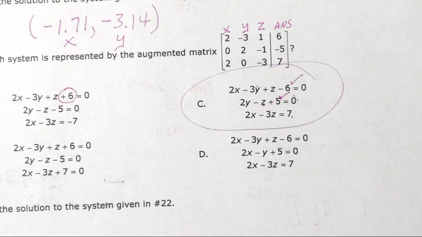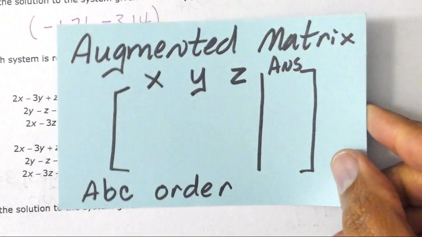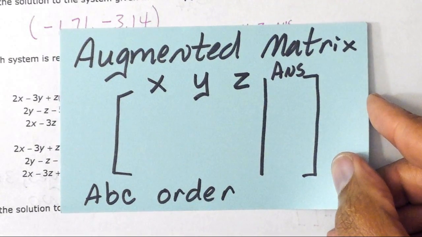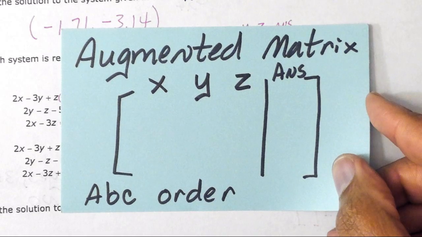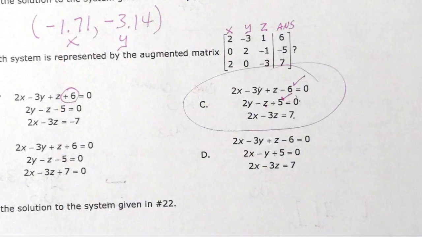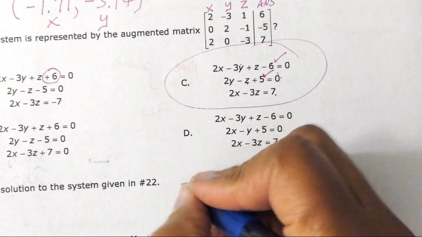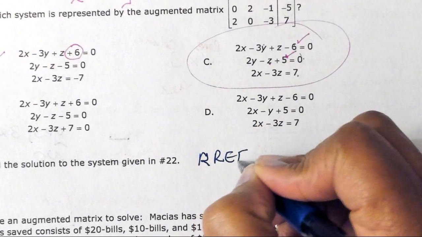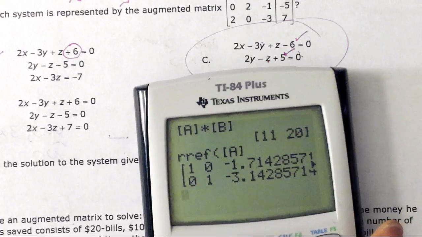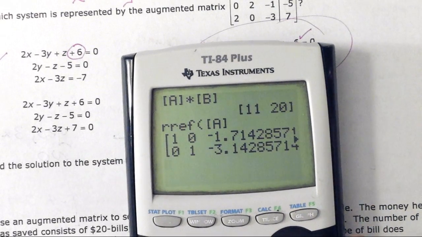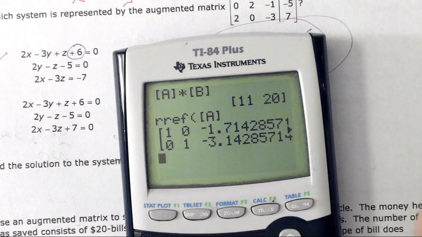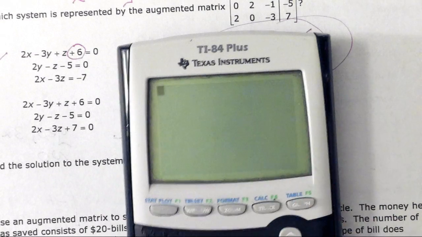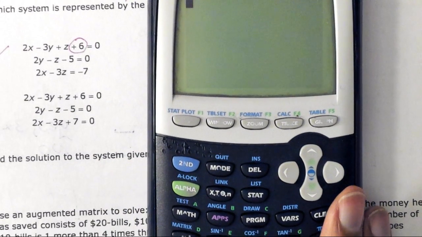Now we're going to actually solve the matrix. Again, we have an augmented matrix, and we are going to use our RREF to find the solution. So let's go through those steps one more time. Okay, I'm going to clear this screen. We're going to go to our matrix. I'm going to make it so you can see it.